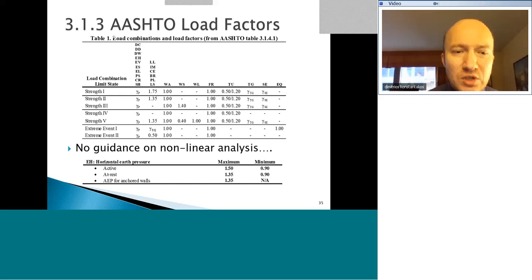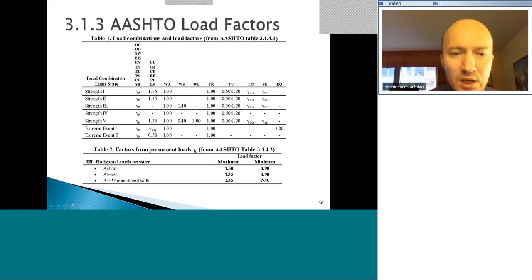So let's look into some of the combinations. There's strength 1 combinations, strength 2, strength 3, and so on, going down to extreme events. In essence, for excavations, we just have the factors on the live loads being different. So between strength 1 and strength 2, there's 1.75 and 1.35. And at rest earth pressures also get the safety factor of 1.35, so note this as well here.